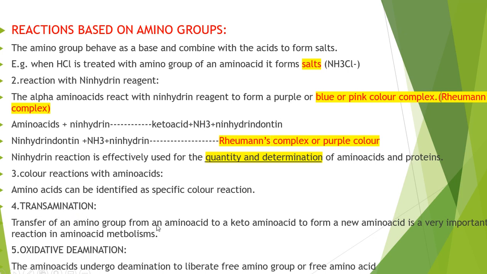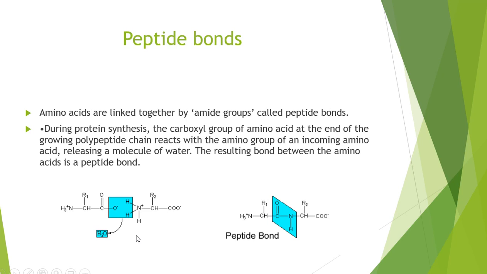Transfer of an amino group from an amino acid to a keto acid to form a new amino acid is a very important reaction in amino acid metabolism. Every one of us knows about carbohydrate metabolism because from the lower classes we discuss glycolysis, the TCA cycle, all these things. But many don't know that we have other metabolisms also, like amino acid and then nucleic acid metabolism.